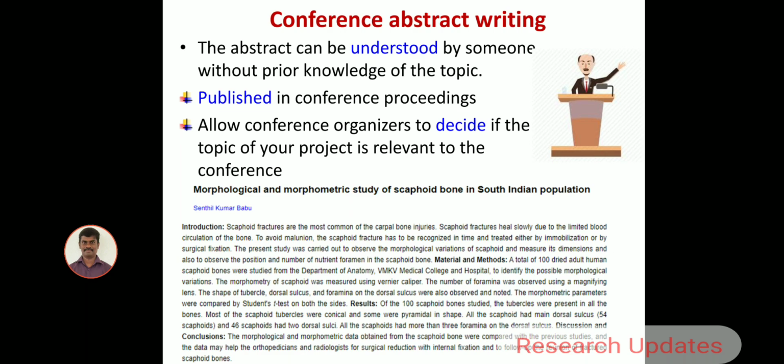It allows the conference organizers to decide if the topic of your project is relevant to the conference. Here is an example of one of my conference abstracts. In this you can make out, it gives you all the details about the research work, starting from a brief introduction, methods, results and the conclusions. Usually a conference abstract will be a structured abstract.